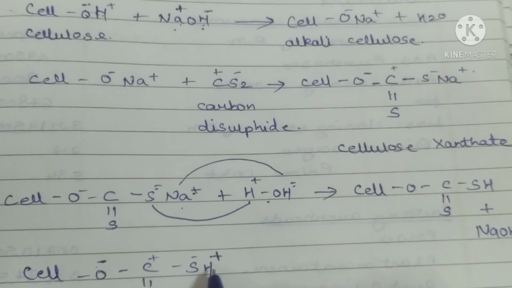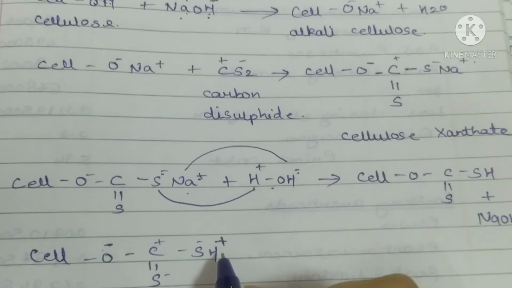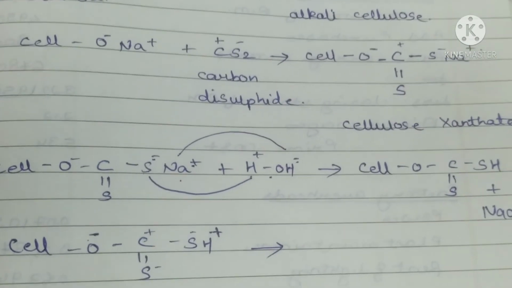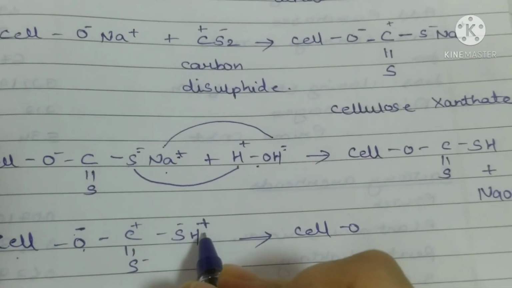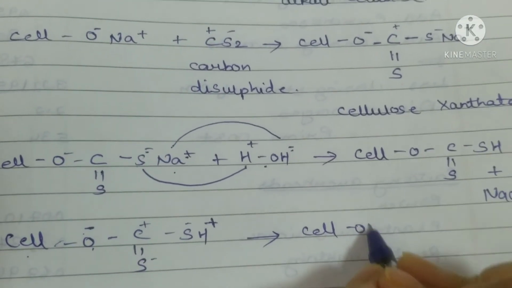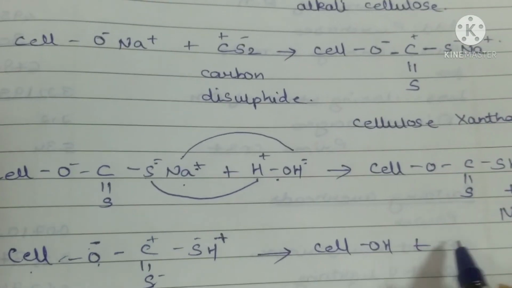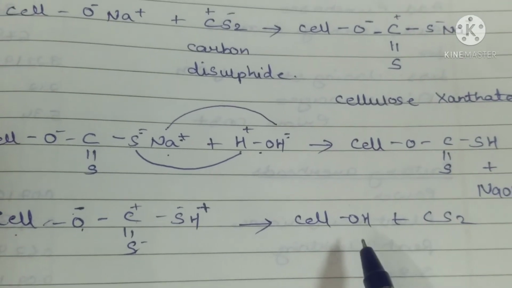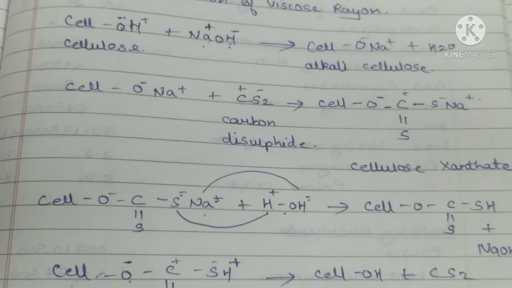Now we want a different compound here, or we want the cellulose to be generated. So what is the formula of cellulose? Cell OH. So cell O, this H will move along with the O, and then you will be left with CS2, that is carbon disulfide. So basically you are regenerating the cellulose, rayon.